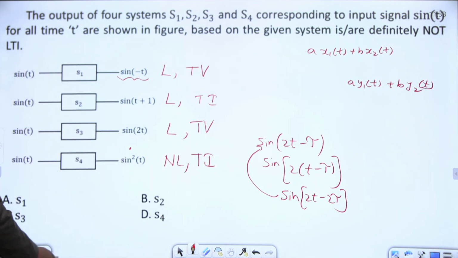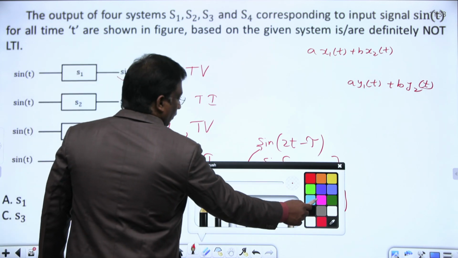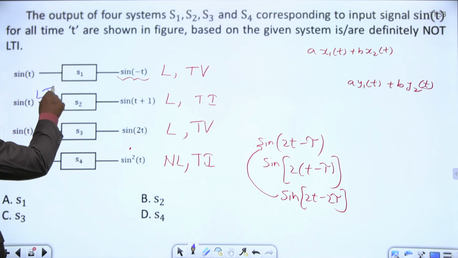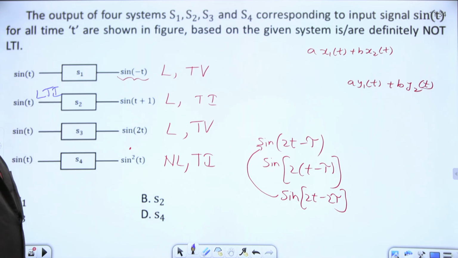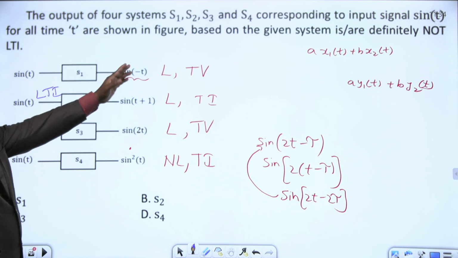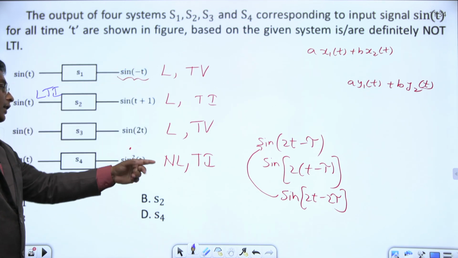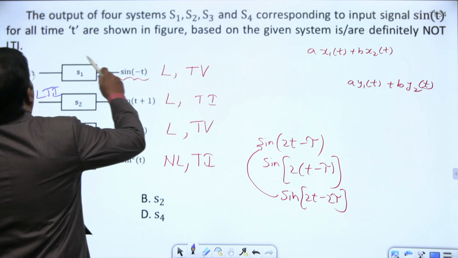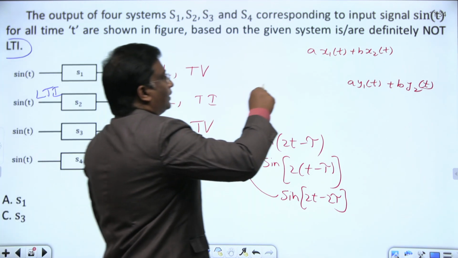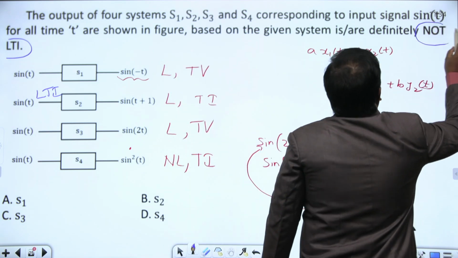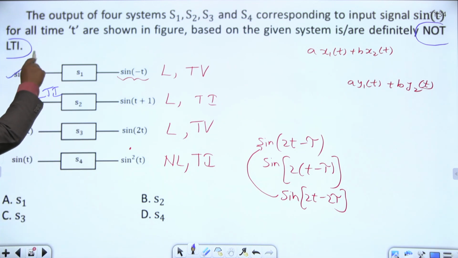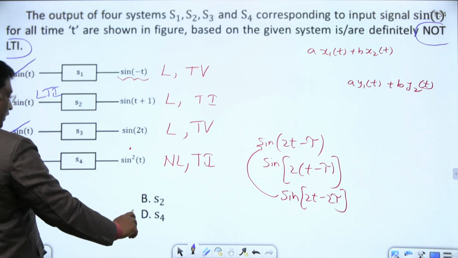As a whole, tell me, this is the LTI system. This is the only LTI system. This is not LTI: linear but time varying, linear but time varying, non-linear but time invariant. In the question they ask which systems are not LTI. The only LTI system is S2, so not LTI means S1, S3, S4.